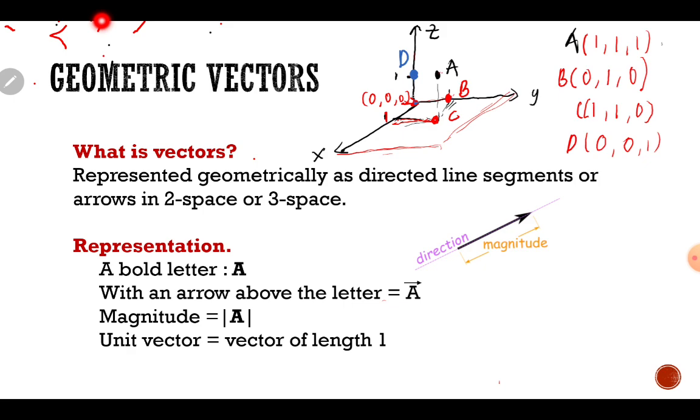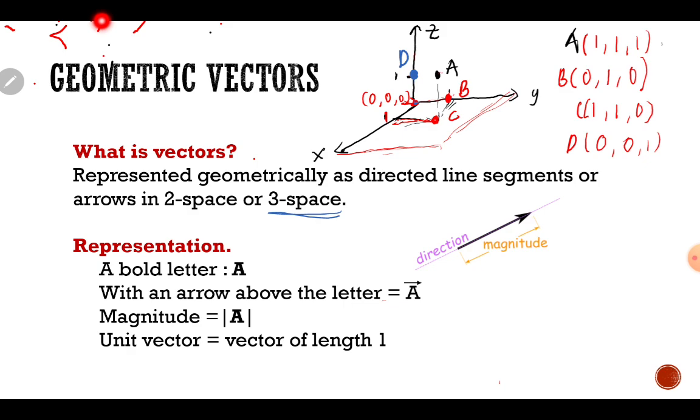Dia semua X dia kosong, Y dia kosong, only Z dia 1 unit ke atas. So dia berada di atas paksi Z. Alright, so there's a simple example on the three coordinate system or three space here. And then back to the vector tadi.